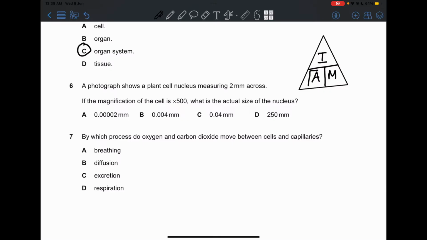So this can help you to know what type of calculations you should make. Over here, we're going to be choosing the A because they're asking for the actual size. So the actual size is equal to the image size over the magnification. They said a photograph shows a plant cell measuring 2 millimeters, so a photograph means the image. So we're going to be putting the 2 millimeters over here, and then the magnification, they have indicated, is 500. So it is going to be 2 divided by 500, so that's going to be 0.004, so that's going to be our answer.